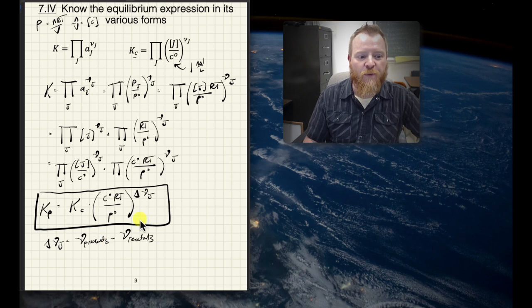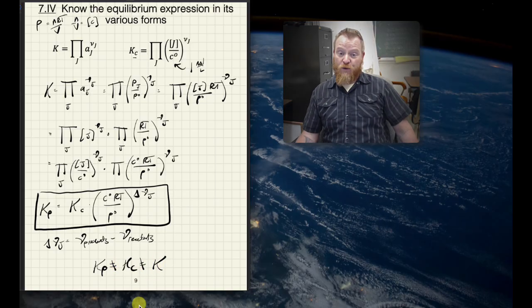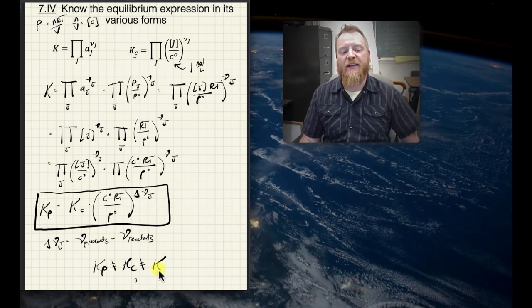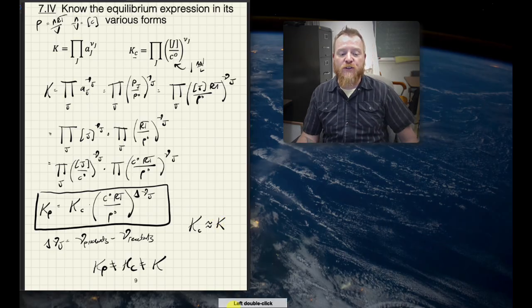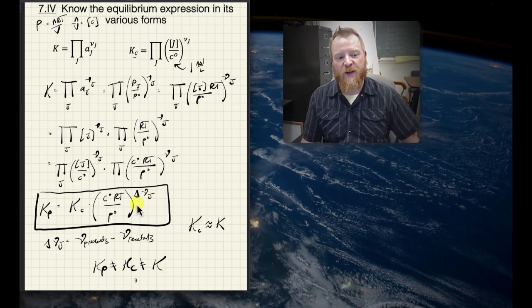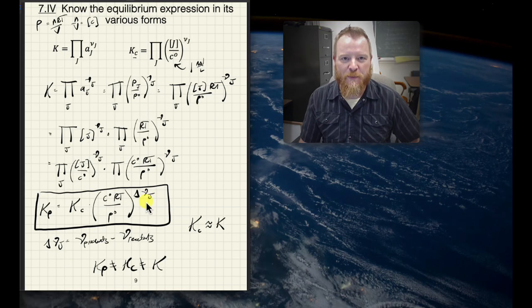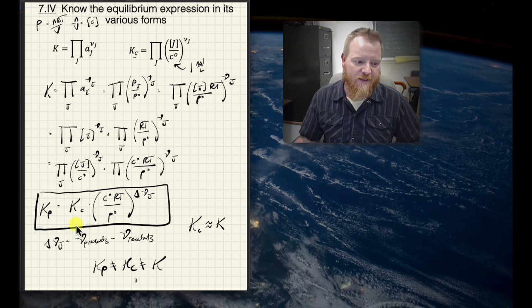It's important to note that Kp, Kc, and K based on activities are not equal to each other. Kc and K based on activities are close. Let's write that down. Those are very close to each other, but they are not the same as Kp. The values are different unless, of course, the sum of the stoichiometric coefficients turns out to be 0. If the sum of the coefficients is 0, then that whole factor drops out, and Kp does equal Kc.